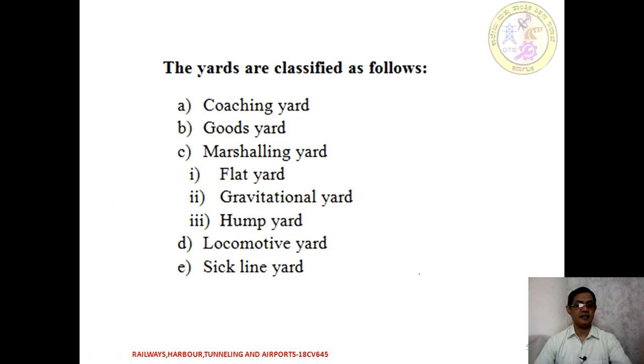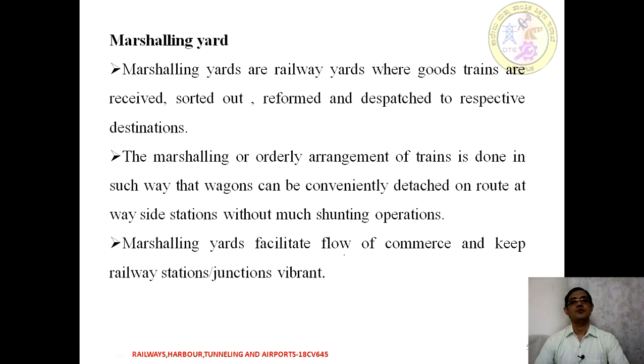Once again, railway yards are classified. These are the different types of yard. As we classified the station based on its function, similarly we classify the yards, namely the coaching yard, goods yard, and marshalling yard. In the marshalling yard we have 3 types: flat, gravitational and hump. The next types of yard are the locomotive yard and sick line yard. More importantly, from the examination point of view, the marshalling yard is important, hence I took the marshalling yard only for the discussion.